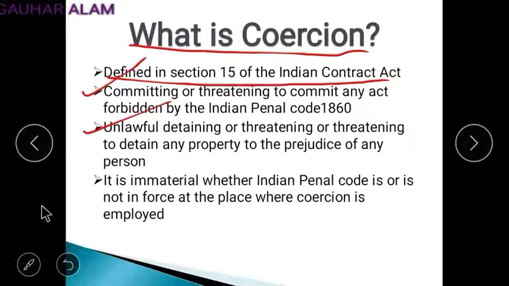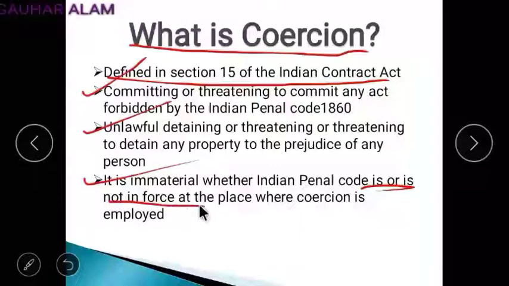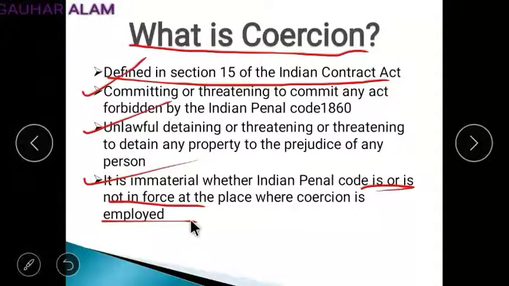One of the explanations given under Section 15 is that it is immaterial whether the Indian Penal Code is or is not in force at the place where coercion is employed. One of the illustrations attached to the section says that if A makes an agreement with B under coercion when he is in England on a ship, then A has employed coercion, although his act is not an offense by the law of England. Okay.